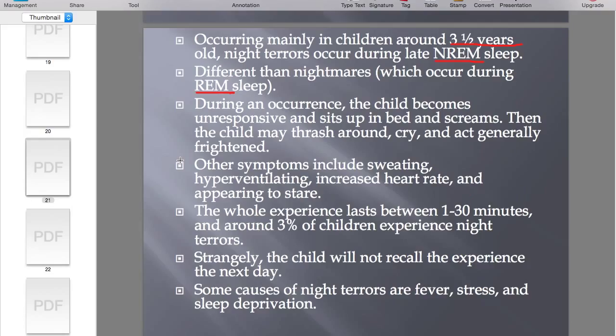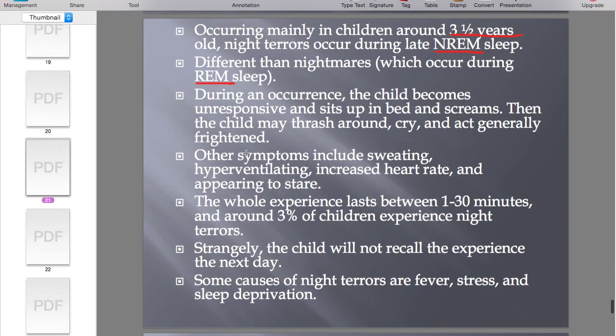A night terror occurrence is very strange. During an occurrence, the child becomes unresponsive. So they won't respond to comforting by the parents, or they won't respond to talking by the parents. They'll just continue on with the episode. During it, they sit up in bed and start to scream, and then after that, they may thrash around, cry, and act generally fearful. Other things that could happen during an occurrence are sweating, hyperventilation, increased heart rate, and appearing to stare. They sometimes just, while they're sitting up, appear to stare at something in the distance.